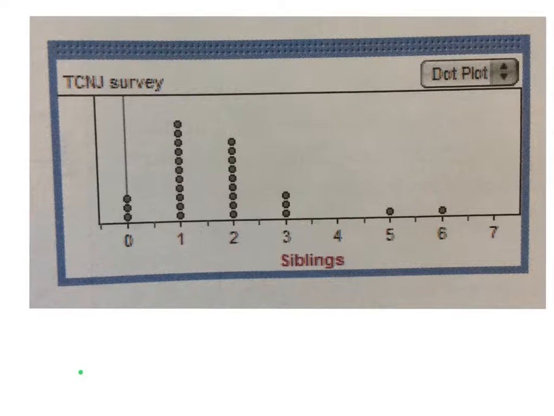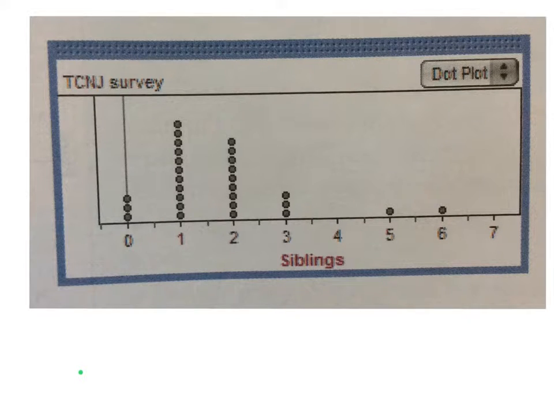A dot plot of an AP statistics class. There are 28 students in the class. Each one is represented by a dot. For instance, this student has 6 brothers and sisters. See, siblings. There are 3 students that have no brothers and sisters. Okay, you got it? So this is the distribution.